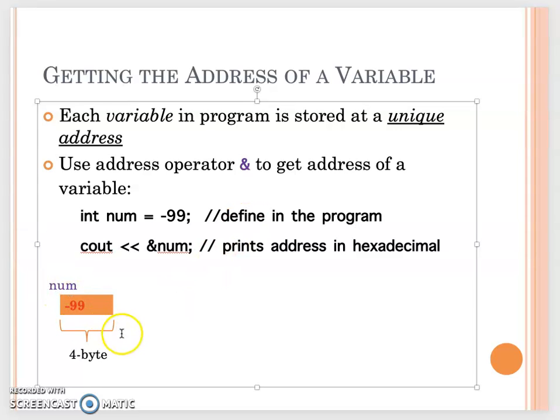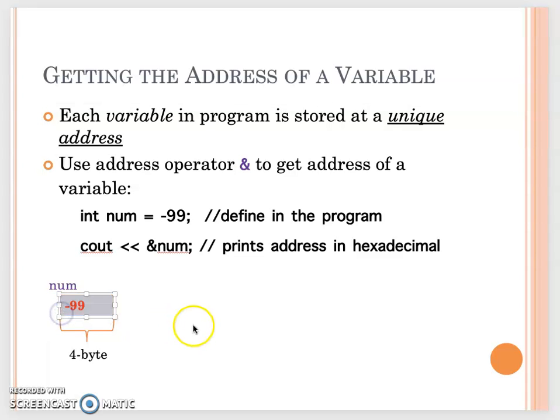That's what happens in the memory location when we run the program. That's what we call the variable. Each variable in a program is stored at a unique address, and this unique address is what the variable is holding. But when we read the value, by default we read 4 bytes and get the value -99.